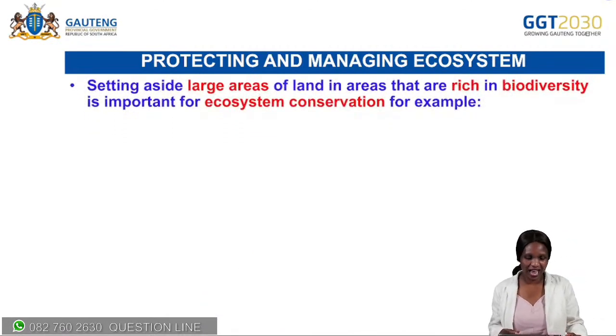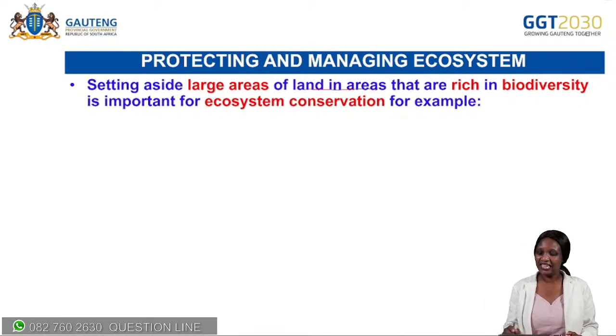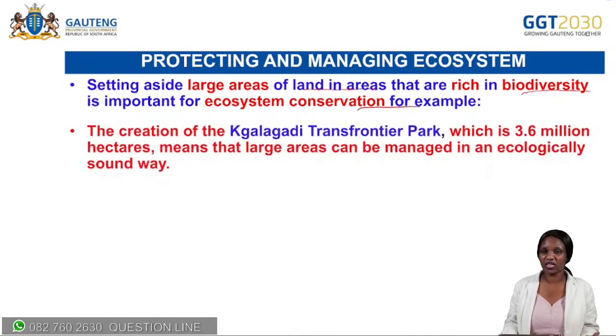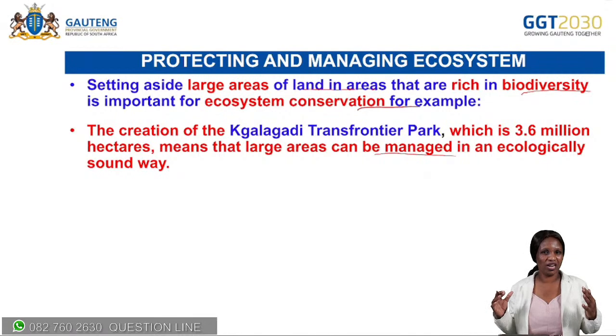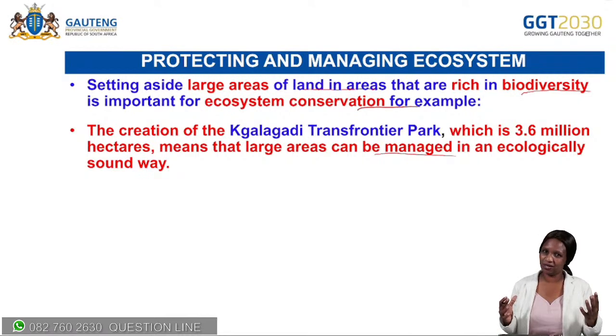And we're setting aside large areas of land in areas that are rich in biodiversity is important for ecosystem conservation. All right. This is very important. Okay. For example, the creation of the Kgalagadi Transfrontier Park, which is 3.6 million hectares, means that large areas can be managed in an ecological sound way. All right. Kgalagadi Transfrontier Park is very big. It is huge. All right. It has about 3.6 million hectares, and we are managing the ecosystem. Okay. That is very good.